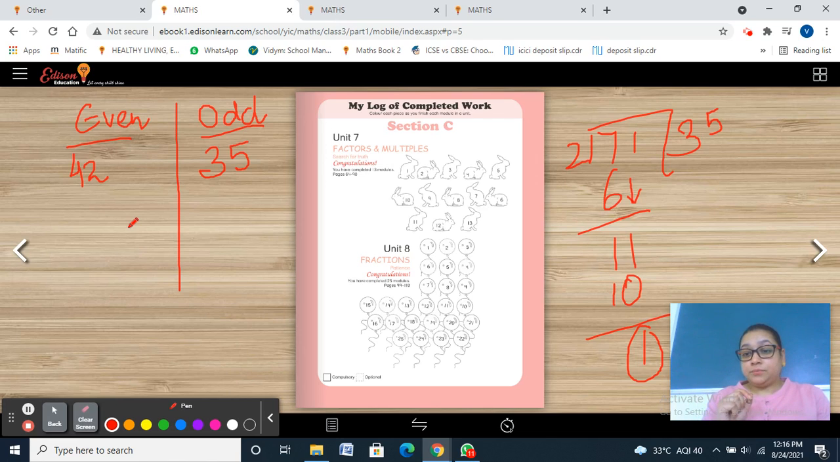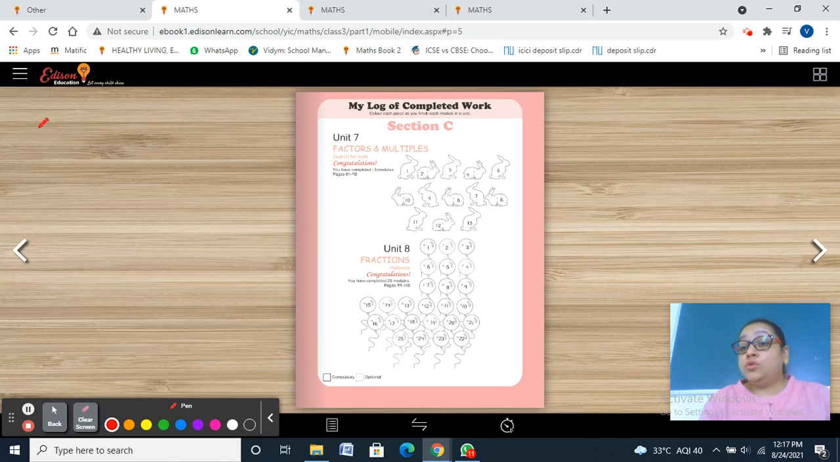Getting this point? Even number, when you divide that number by 2 and you get 0 as a remainder, then that number is an even number. If you're dividing that number by 2 and your remainder is not 0, then that number is an odd number. So the difference of an even number is that it will be divided by 2 and the remainder is 0. Getting this point?